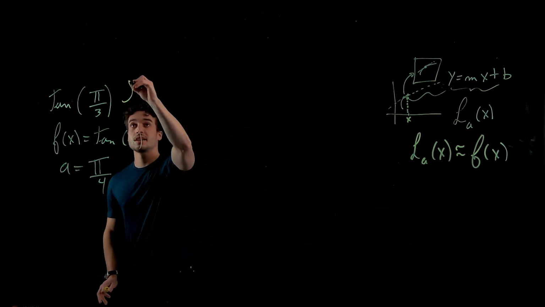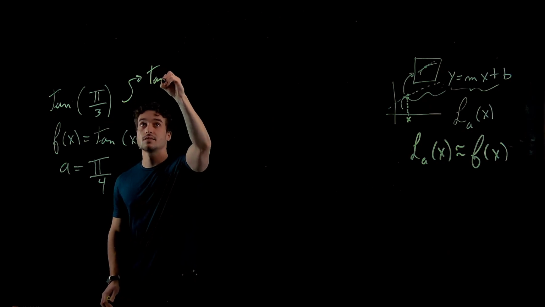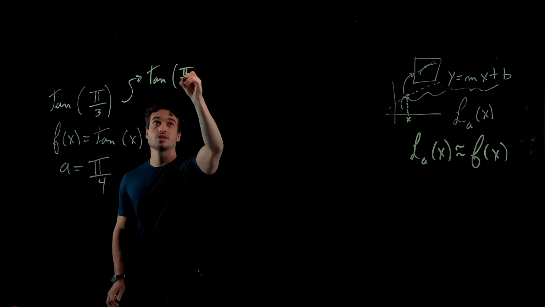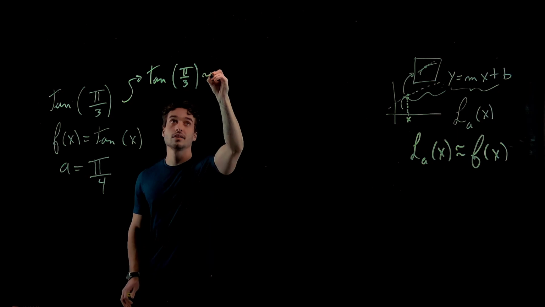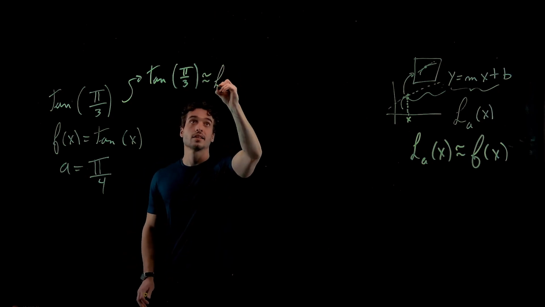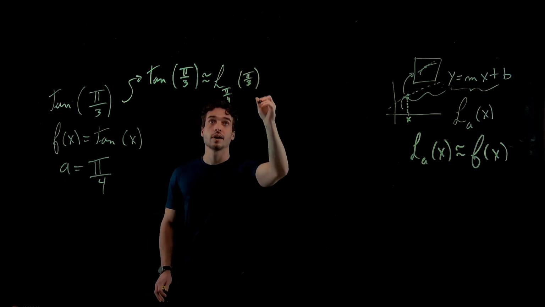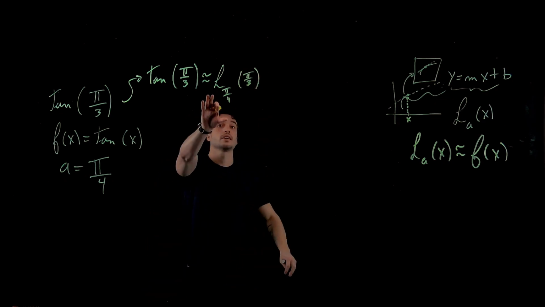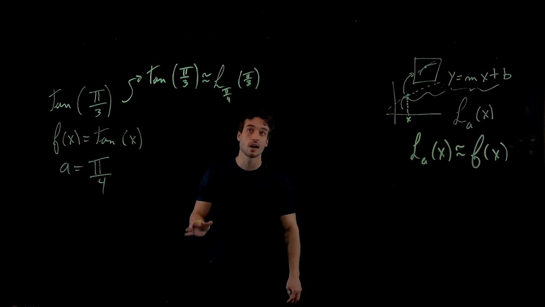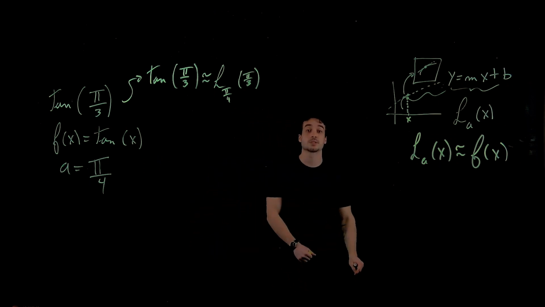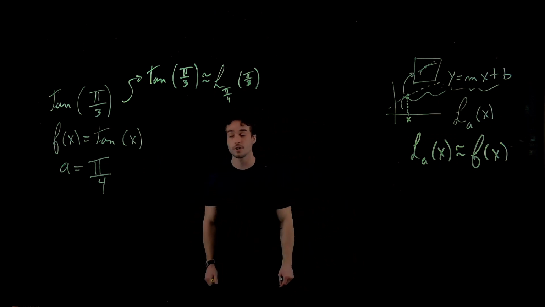So what I'm saying here is that the tangent of pi over 3, which is the number I'm asked to approximate, is approximated by the linearization at pi over 4, calculated at pi over 3. If I find the linearization at pi over 4, which is the tangent line, all I need to do is replace the x by pi over 3 in that function.